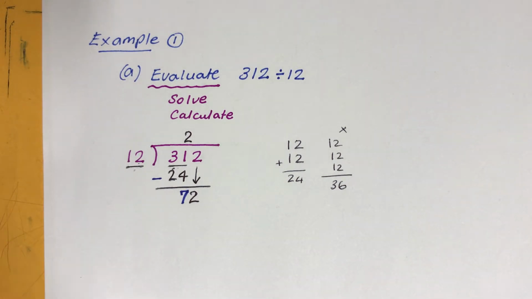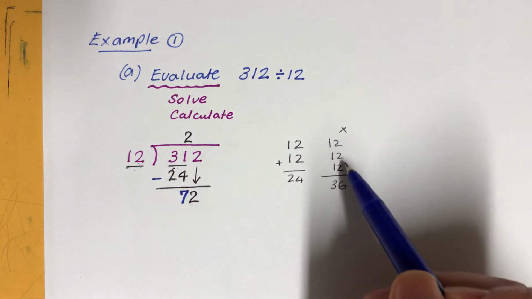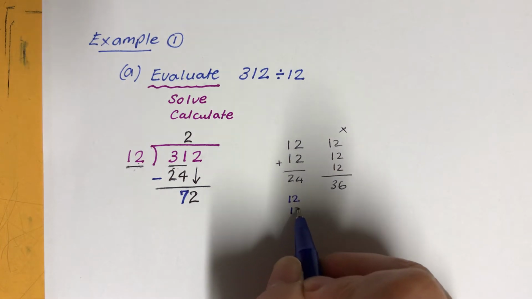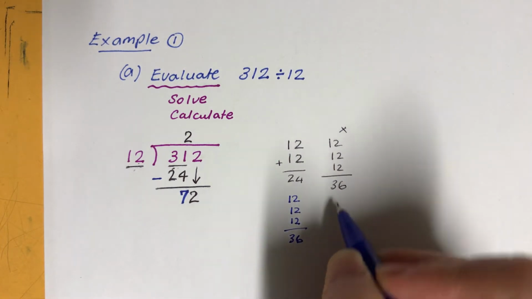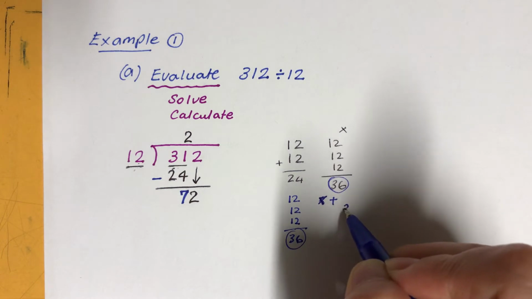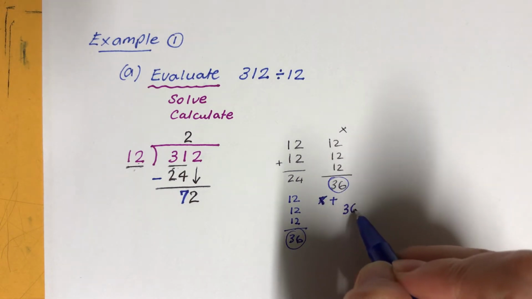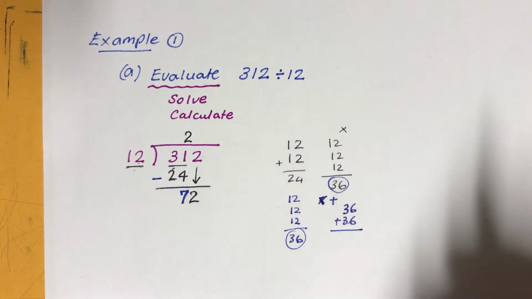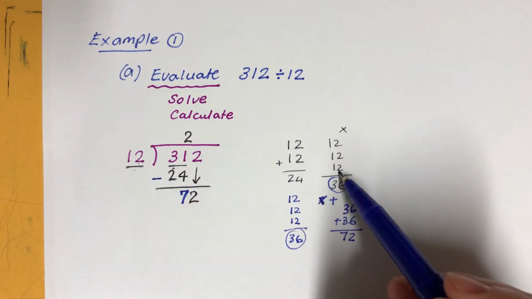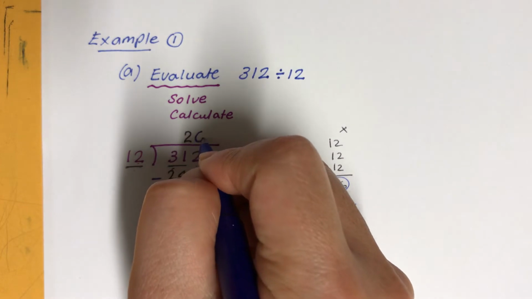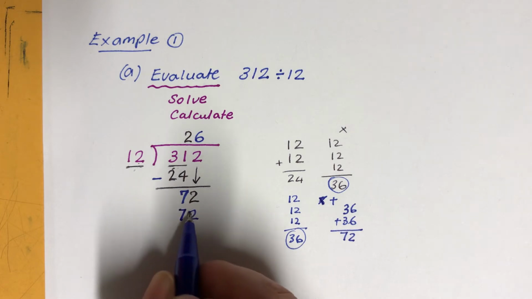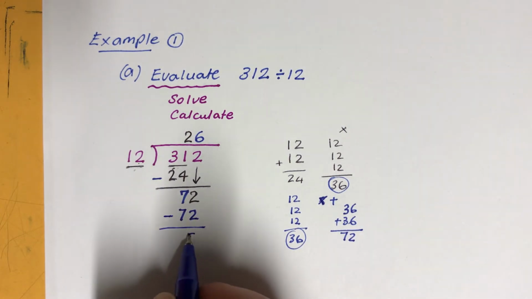But how many times can it go in? So well, let's have a look. So 3 times was 36. It's definitely more than that. So what if I go 12, 12, 12, 36, and then I add this one and this one. So it'll be 6 times, and then I'll go 36 plus 36. What would be 36 plus 36? 72. Perfect. So that's what? 1, 2, 3, 4, 5, 6 times. So I'm going to put 6 here, and 12 times 6 is 72. 72. And if I take that away, I'll get 0.